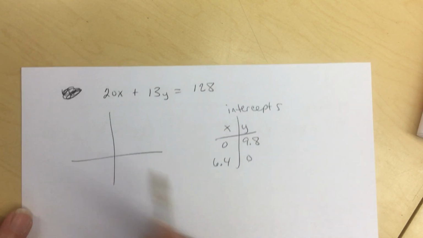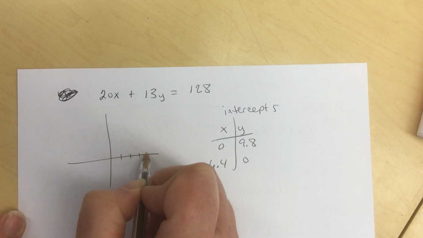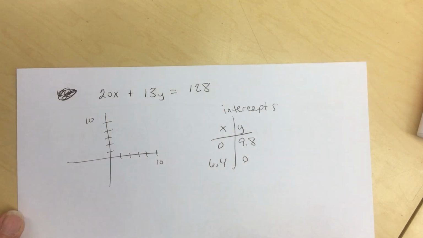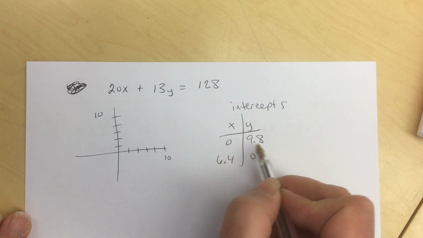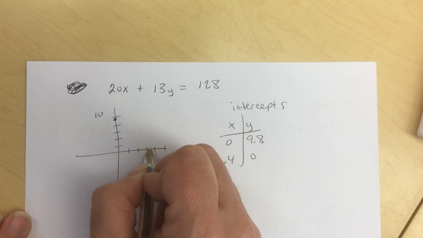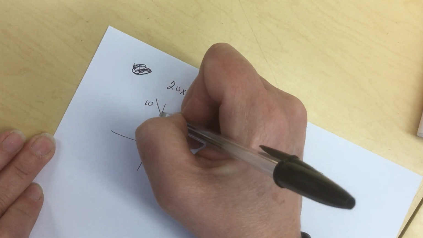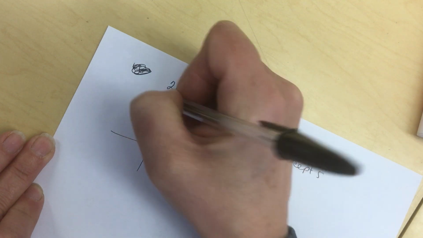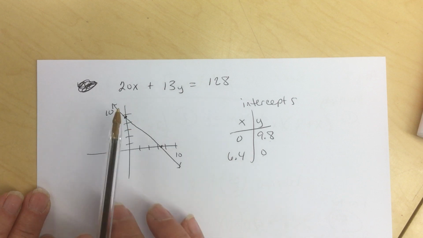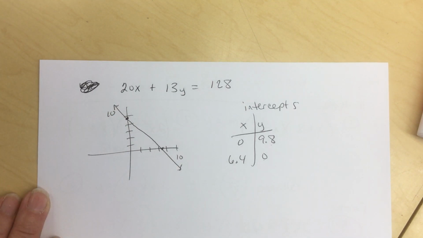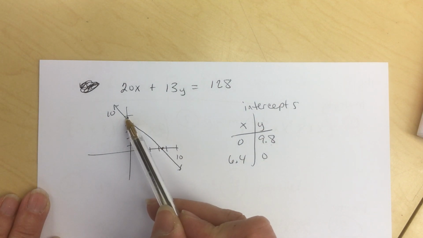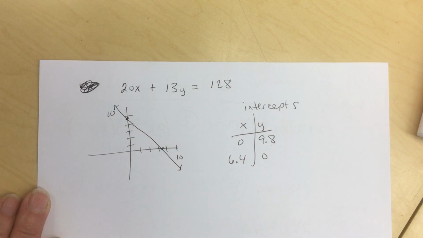And so if you go 2, 4, 6, 8, 10, 2, 4, 6, 8, 10, you can estimate the shape of this graph. So y is 9.8 and x is 6.4. It would be about like that. So x and y intercepts are a really good way to graph a function when it's written like this, especially when you're dealing with large numbers that you don't want to try to figure out exactly what this intercept is and count down 20 and over 13. Okay?